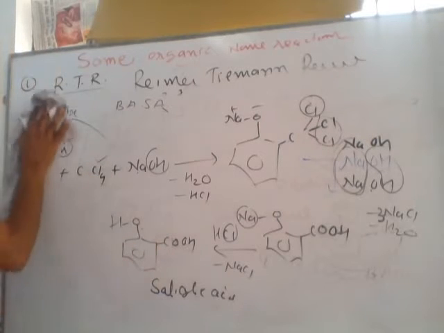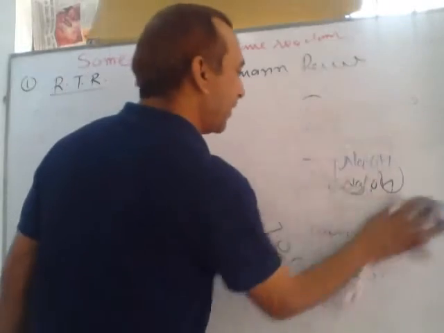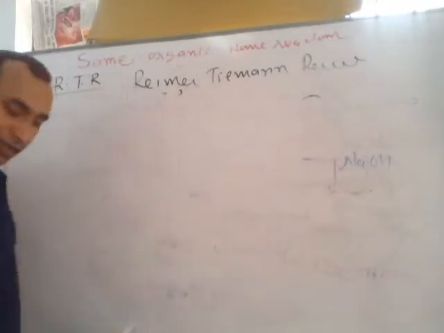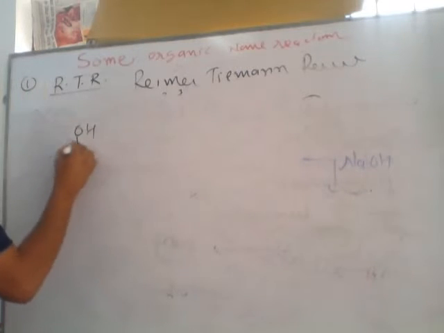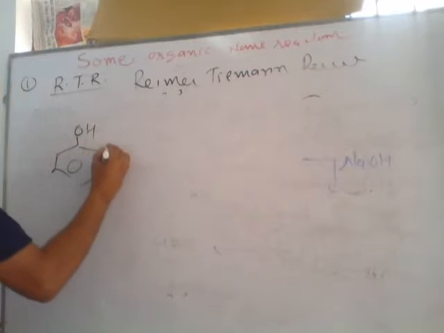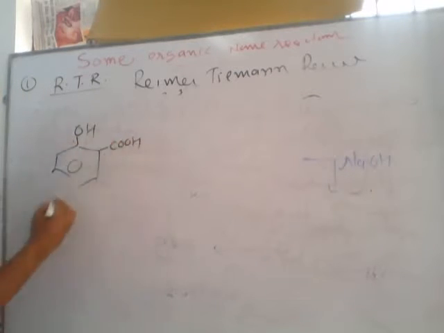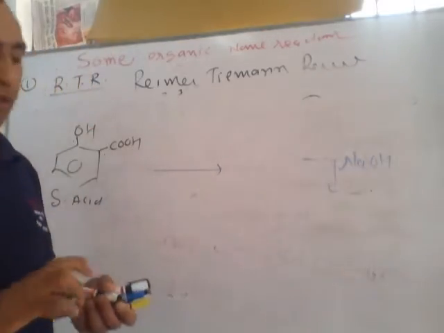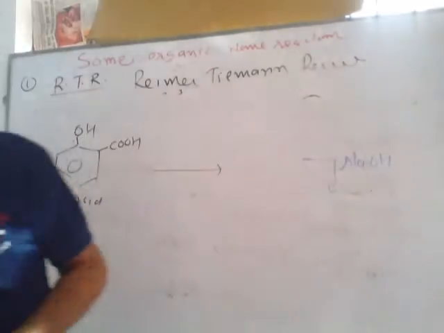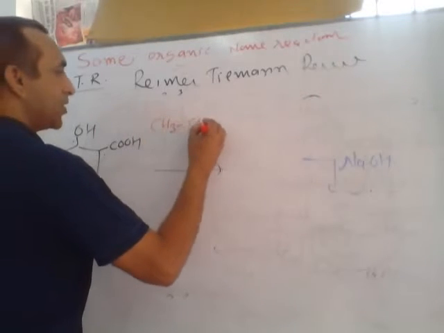Salicylic acid, the product which is formed during a Reimer-Tiemann reaction, is a most important compound. Listen, this is phenol, and on it, this is first carbon, this is second carbon. On the second carbon there is a carboxylic acid. This is called salicylic acid.